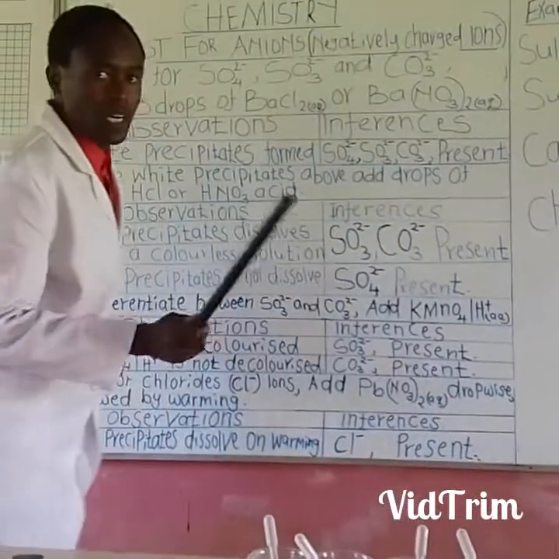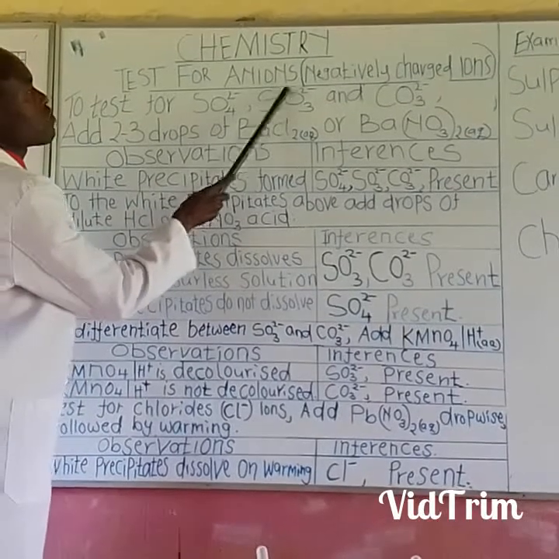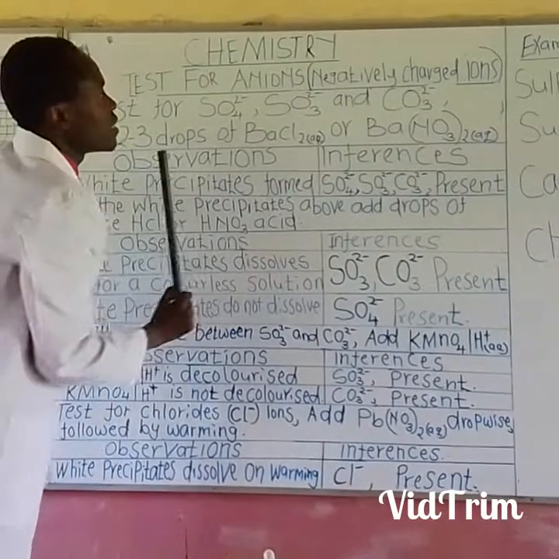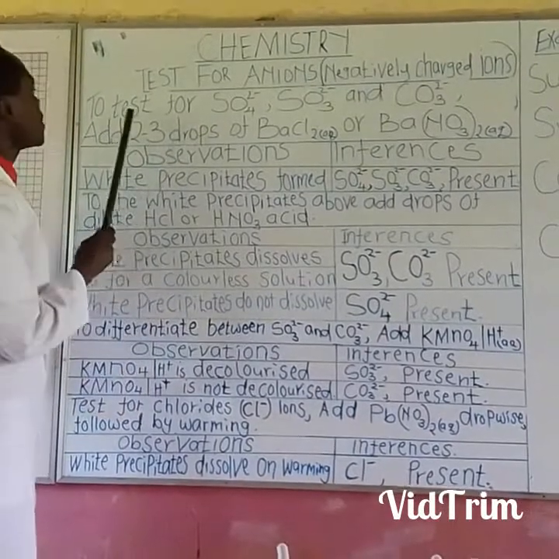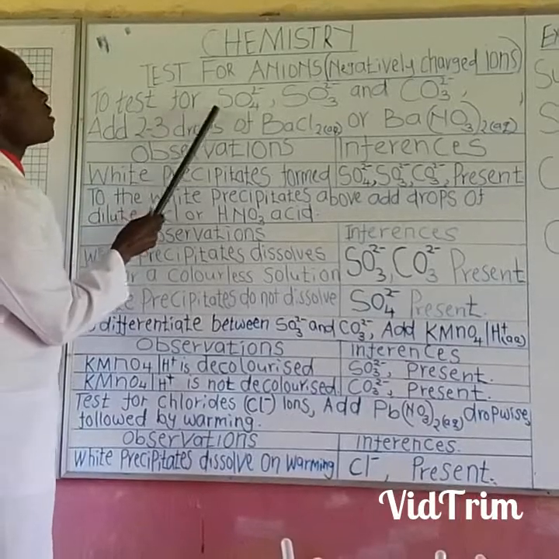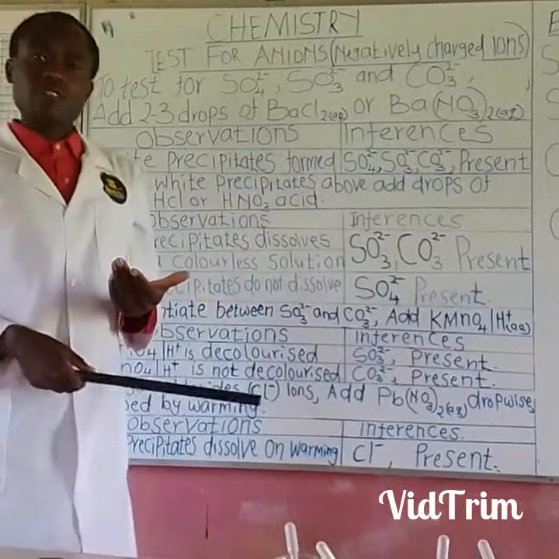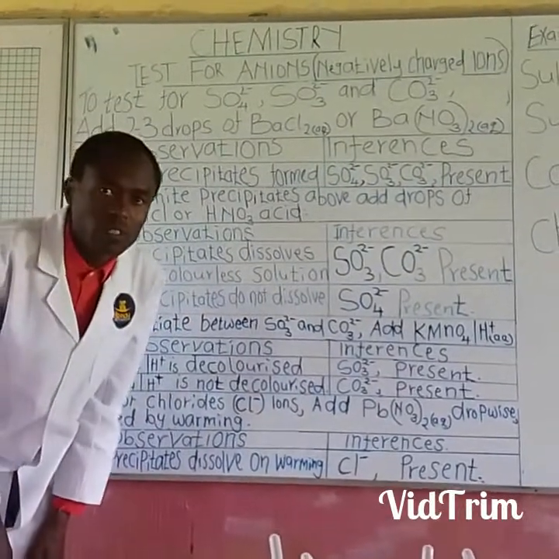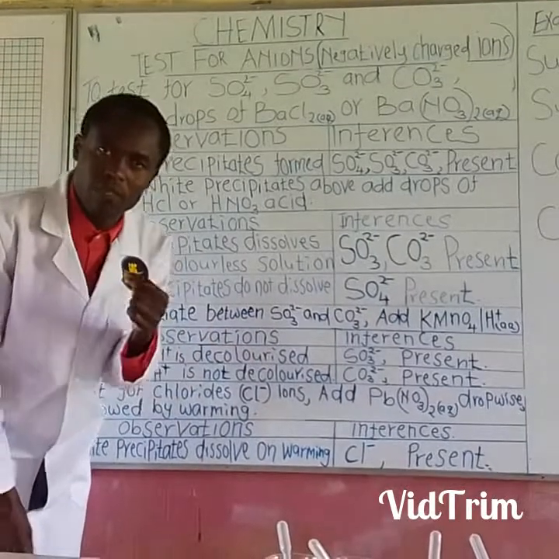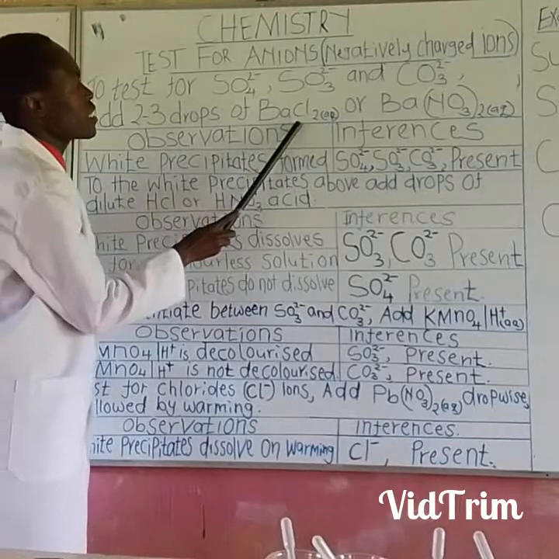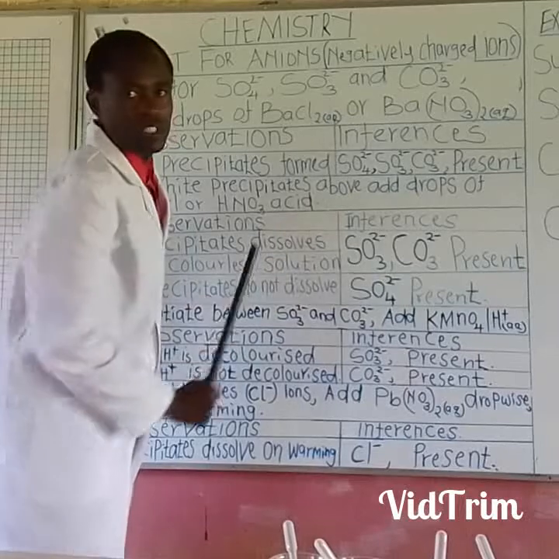So let us focus now. When we test for anions, which are negatively charged ions, I'll start by testing the first 3. That's the test for sulfate, sulfide, and carbonates. Then we ask ourselves this question: which solutions are we going to test for the presence of the 3? Very simple. We use barium chloride solution, or we can use barium nitrate solution.